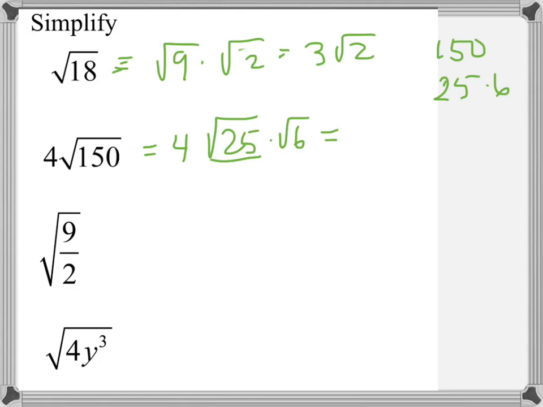So what you're really doing is you're taking 4 and multiplying that by 5, because this is just the integer 5, and now everything's being multiplied. So you really just have 4 times 5 times the square root of 6, and that becomes 20 root 6.